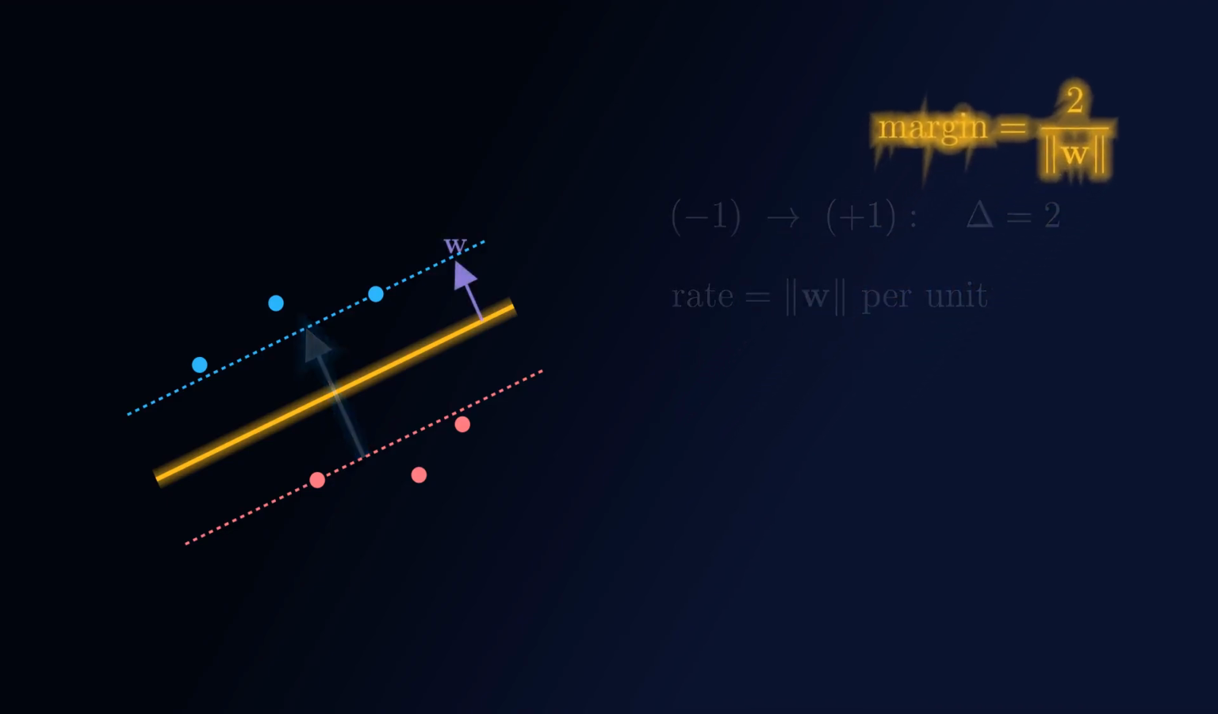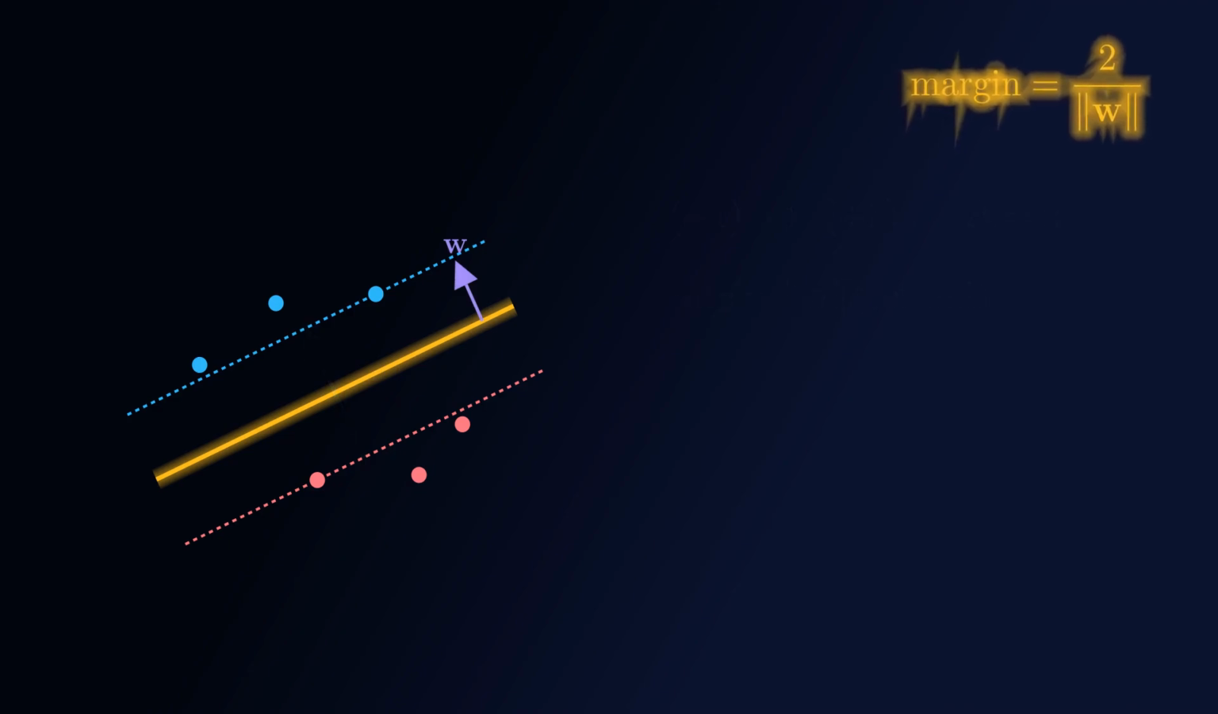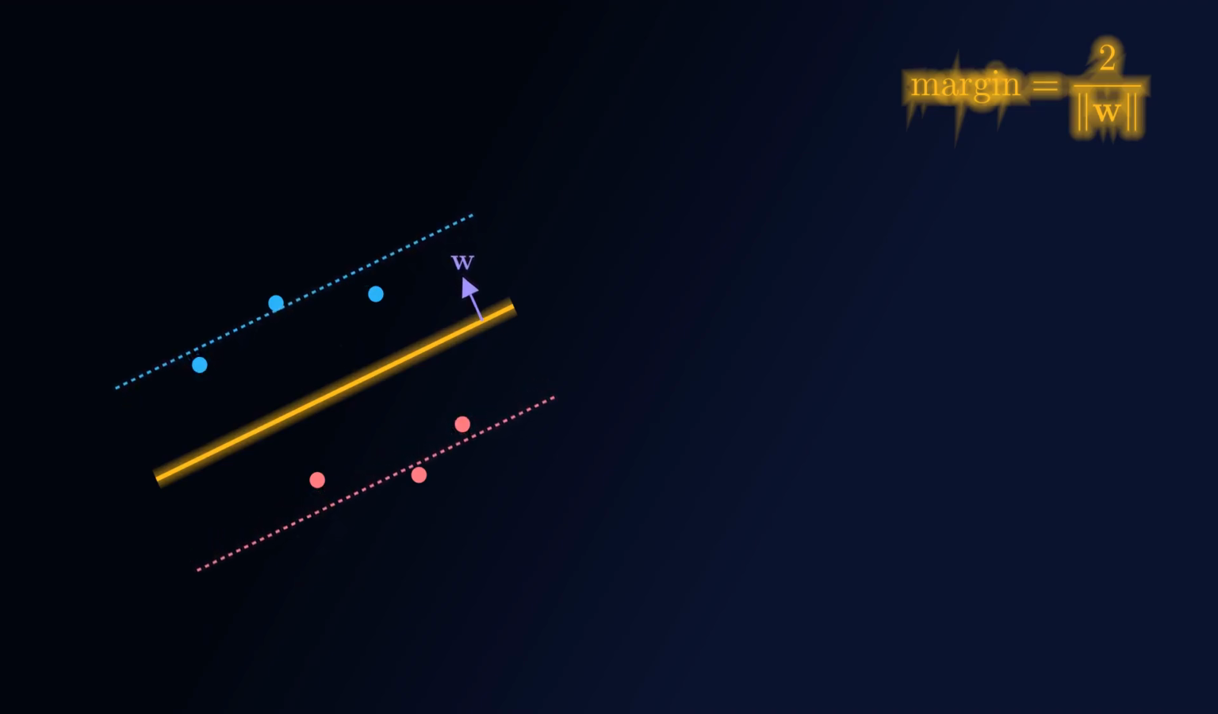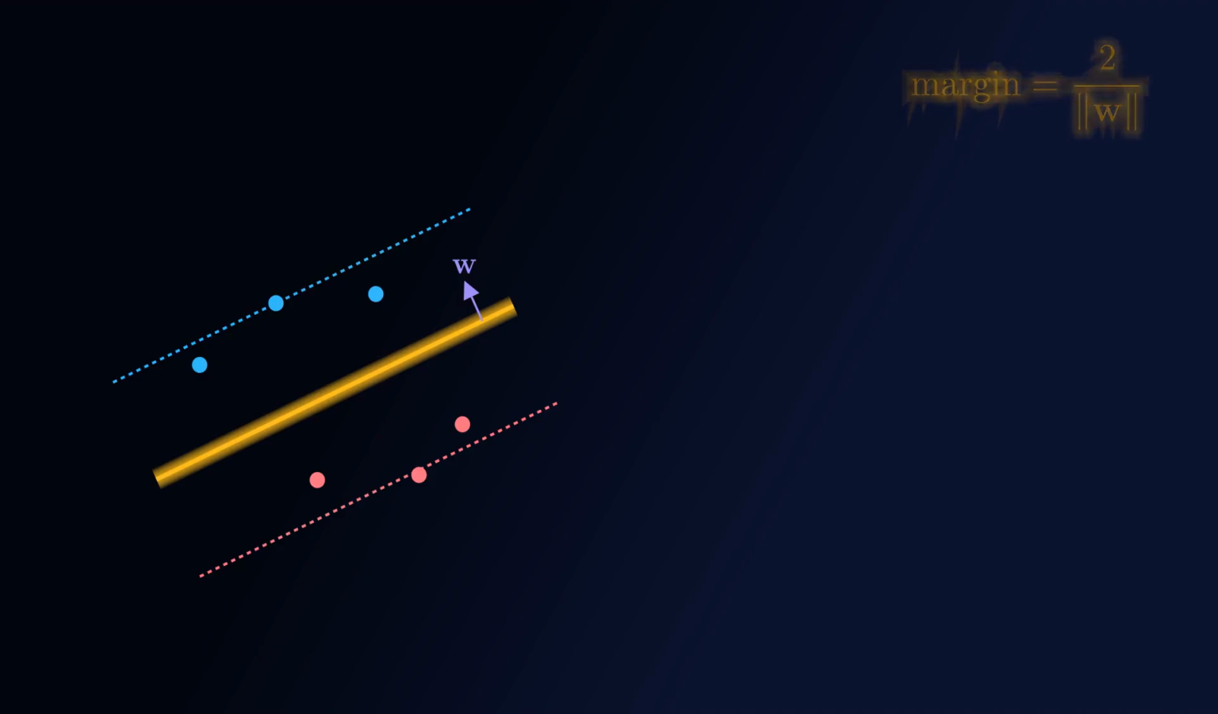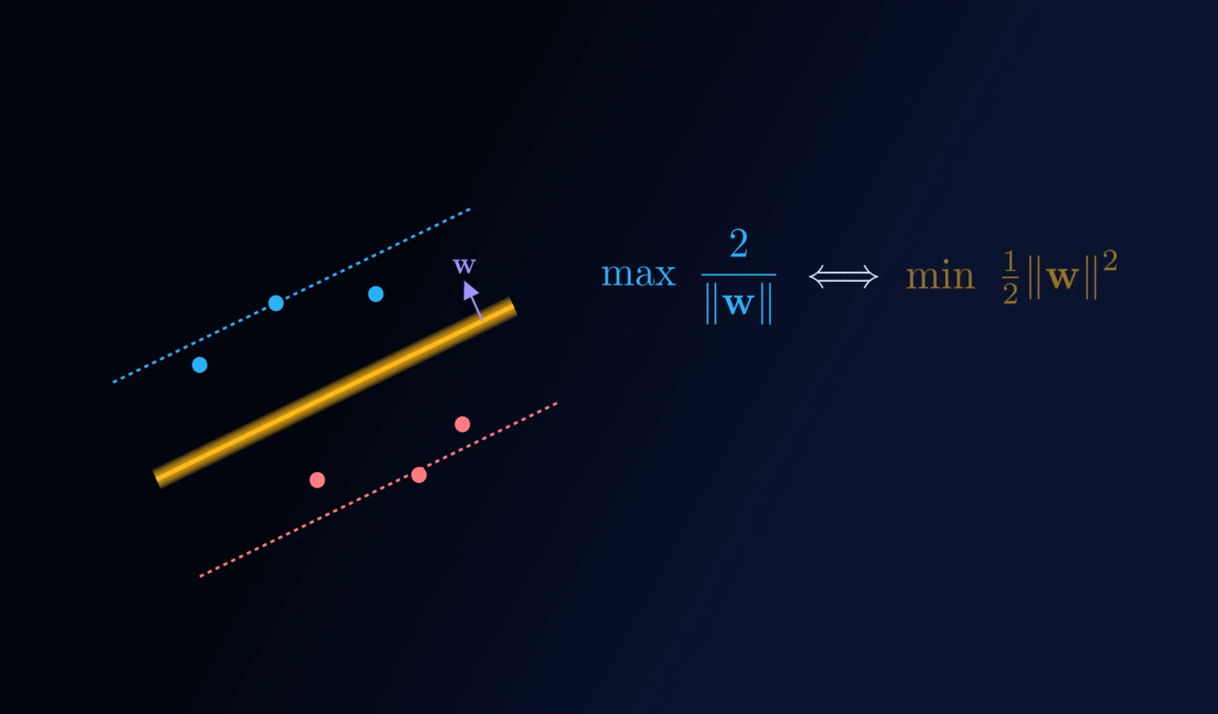The width of our street, the margin, is simply 2 divided by the length of W. If we want a wider street, we need a shorter W. A big fat margin corresponds to a small vector W. So the entire optimization flips into something clean. Maximizing the margin is the same as minimizing the length of W. Mathematicians prefer to minimize 1/2 of the length of W squared, because it's smoother to work with. But it's the exact same wish, make W as short as possible.